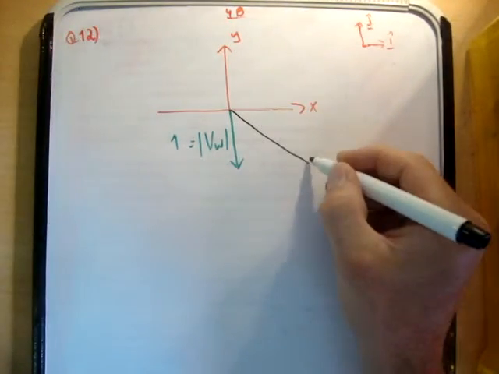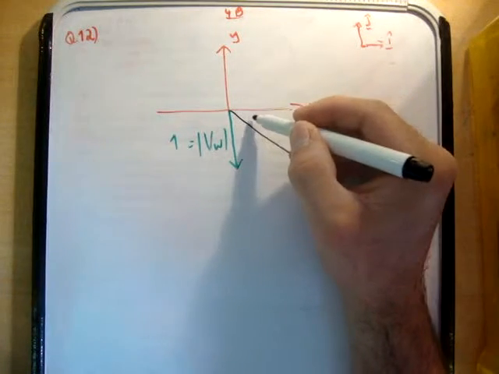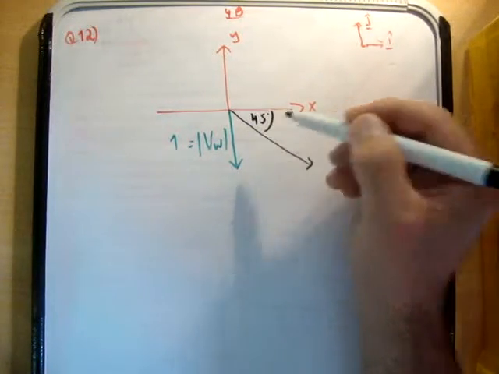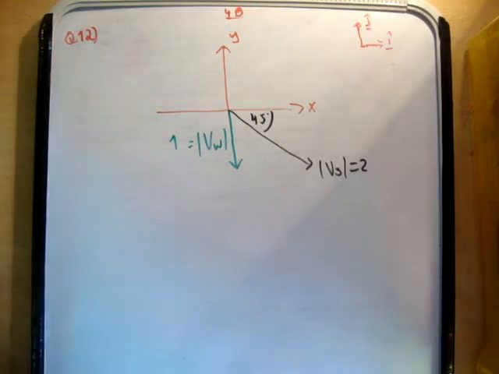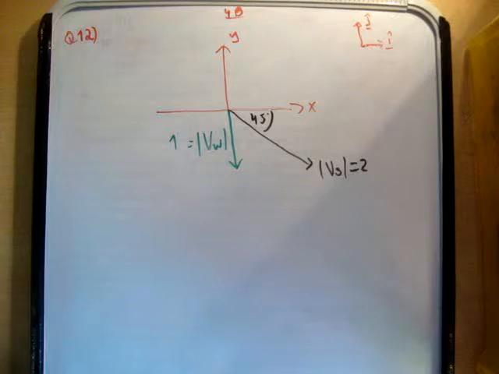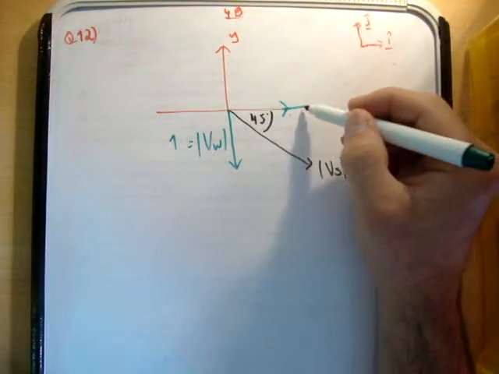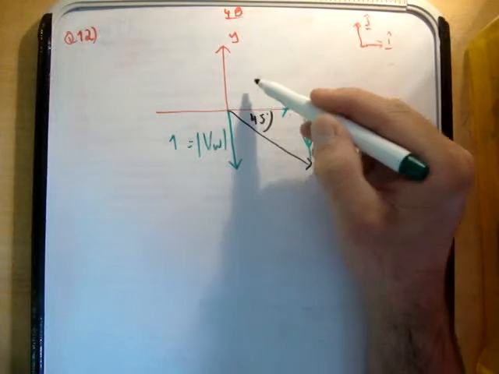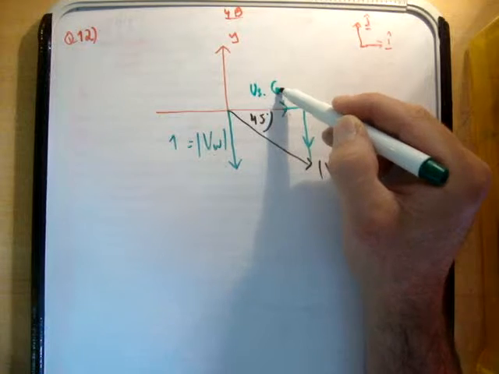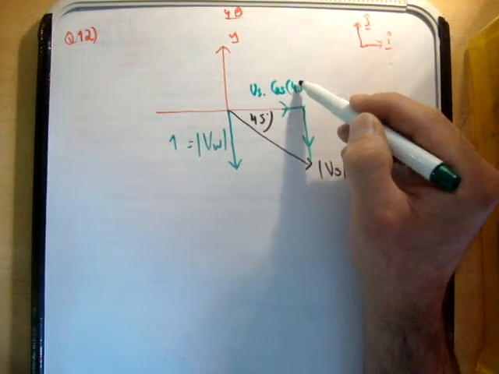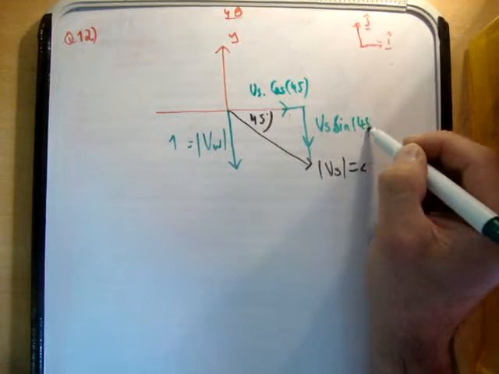So we're told they're going in this direction, is it southwest or southeast? Southeast, which means this is 45 degrees. The magnitude of V sub s is equal to 2. So if we resolve this into its component unit vectors, you're going to get this in the x or the i hat direction and this in the y. So this is V sub s times the cos of 45, and this is V sub s times the sine of 45.